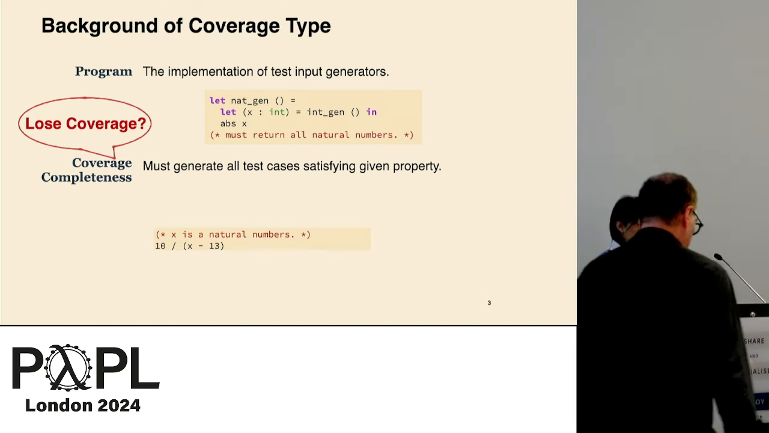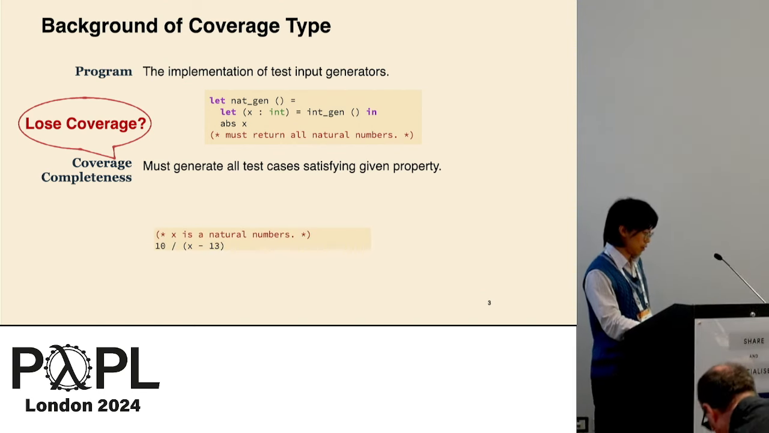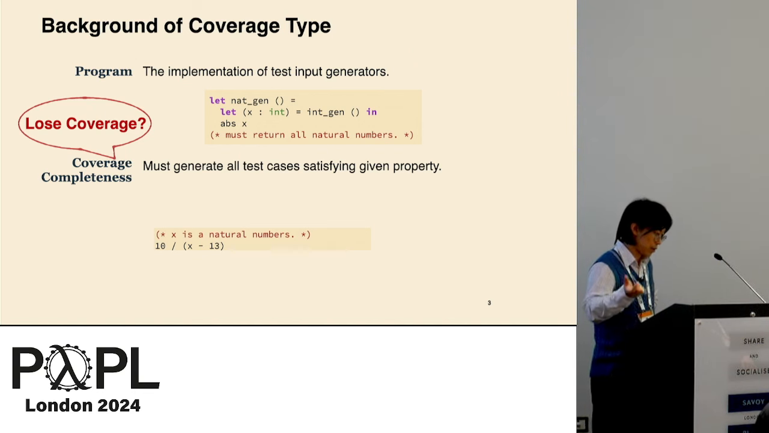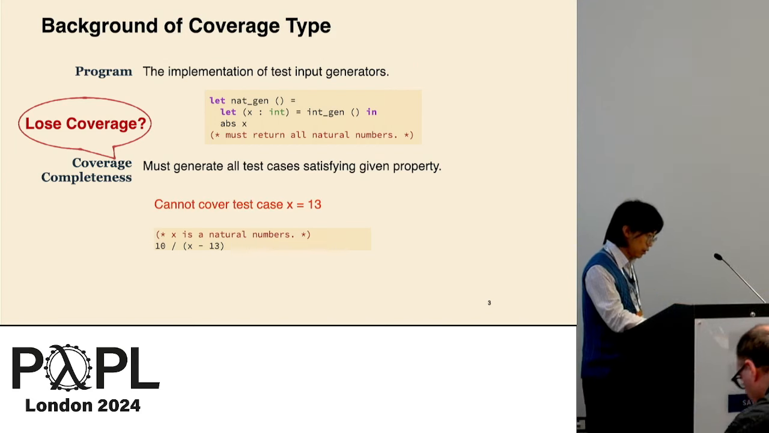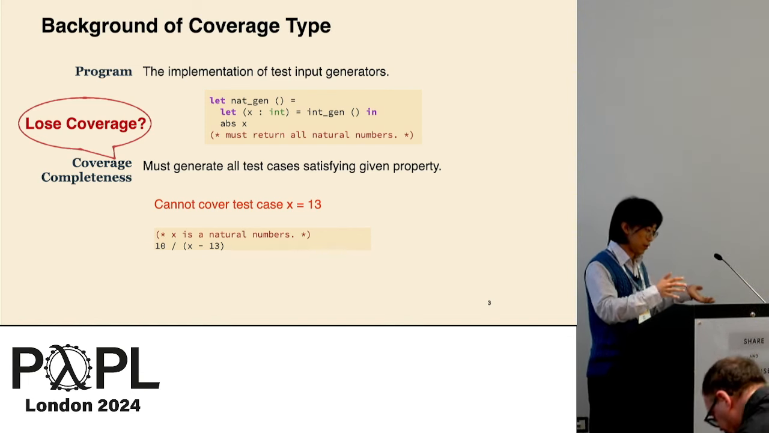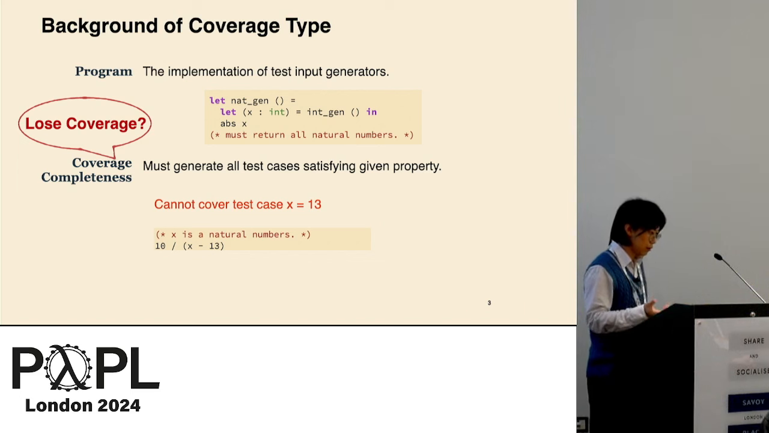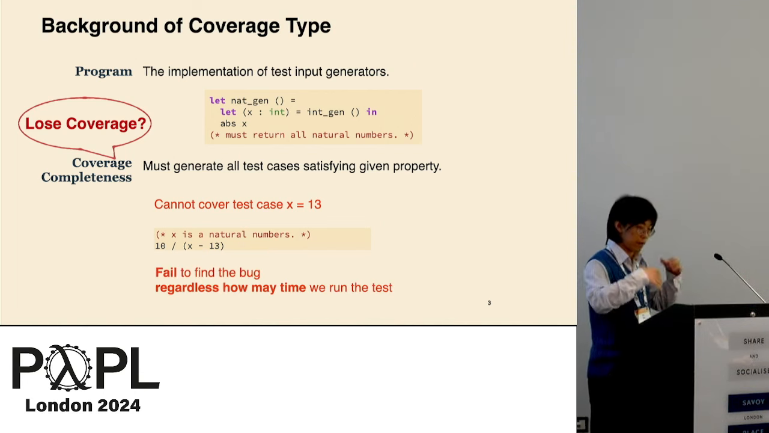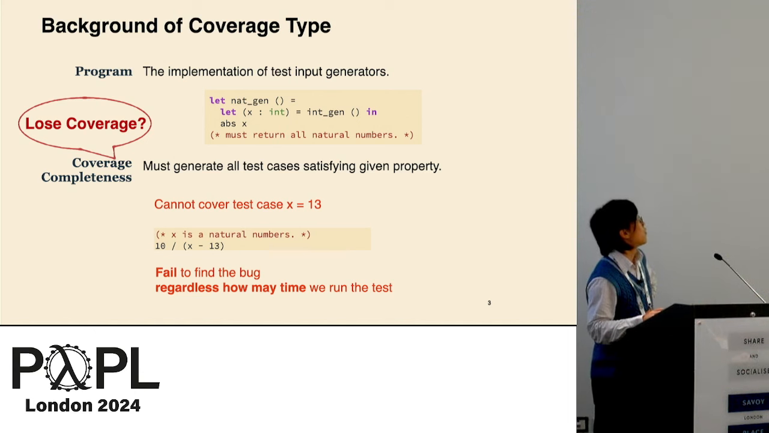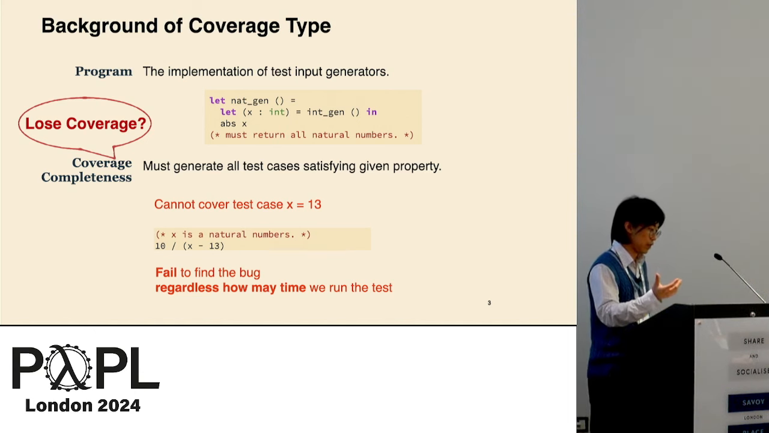So consider the following buggy program. It's 10 divided by x minus 10. x can be an arbitrary natural number that is the result of a natural number generator. And if we lose the coverage, it means that the test cases cannot cover a single case, x equal to 10, and that is exactly the case that can trigger the division by zero exception. So if you lose the coverage, it means that we can fail to find the bug regardless of how many times we run the test, regardless of how many test cases are generated by the test generator. So the coverage completeness is quite important for the implementation of the test generators.